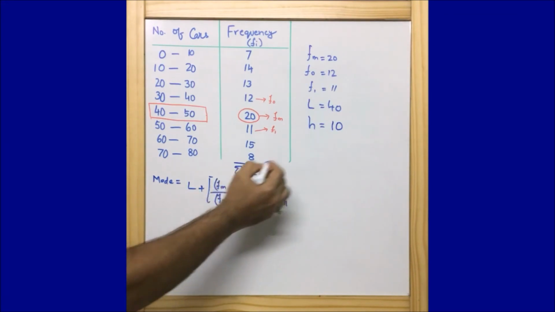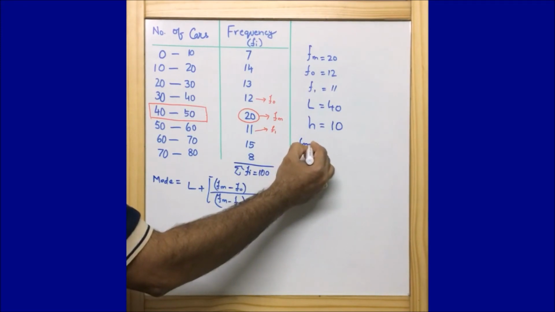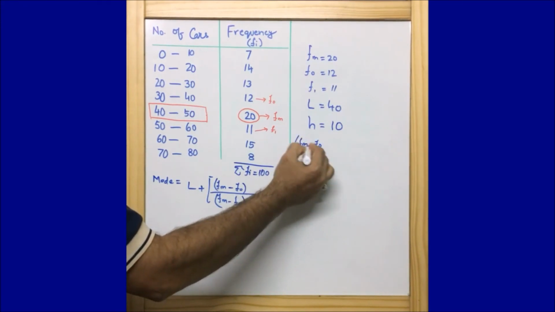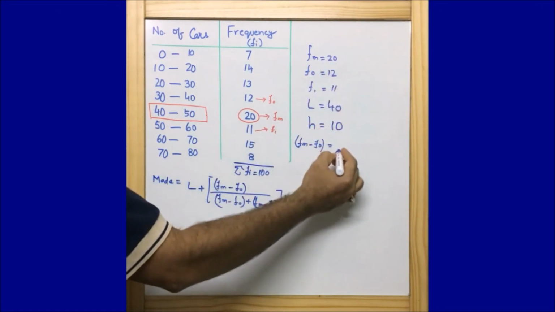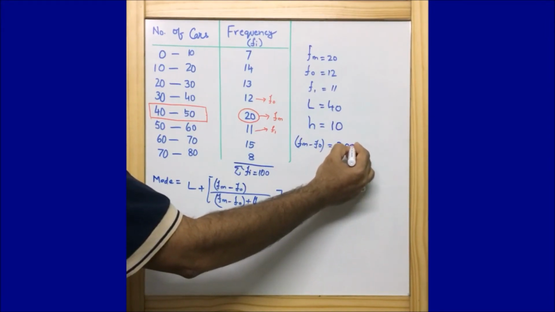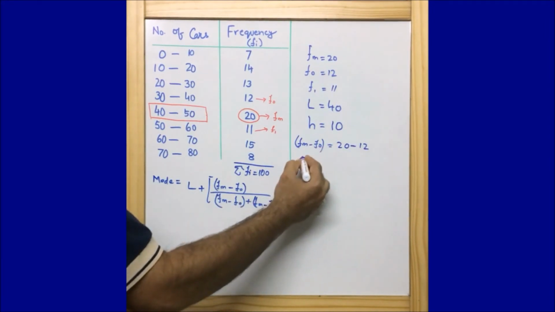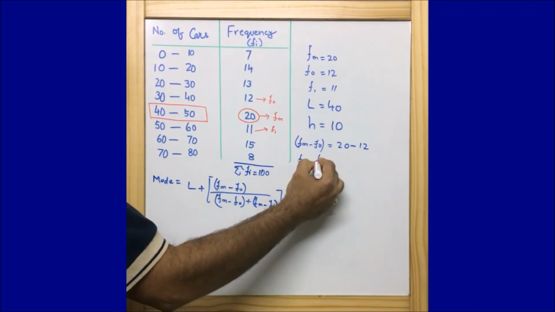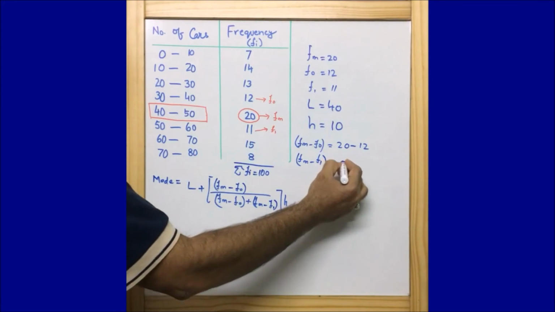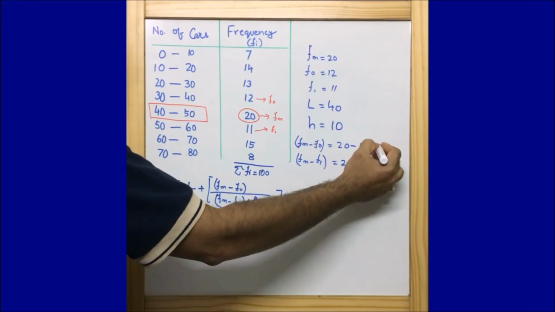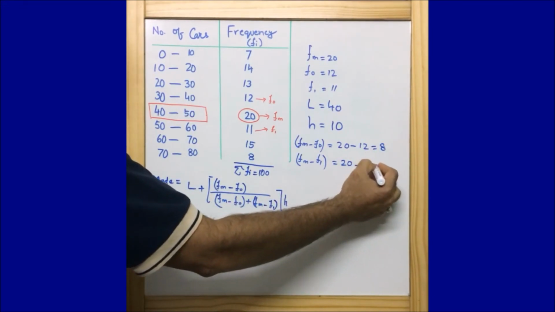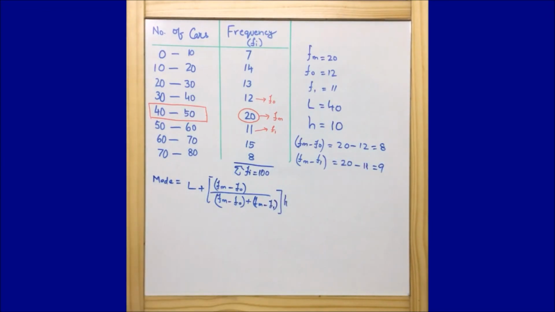So we have Fm minus F0. Let us calculate Fm minus F0 here, so that it will be easy to put the values. Fm minus F0 is nothing but 20 minus 12. Similarly, Fm minus F1, where Fm is 20 and F1 is 11. Now the first one comes to 8 and this one comes to 9. Now guys, we got the values of these two things. Let us put everything in this formula and extract our answer.